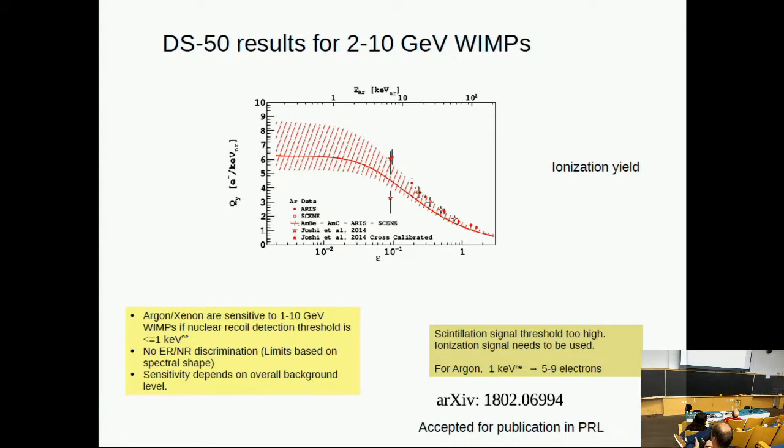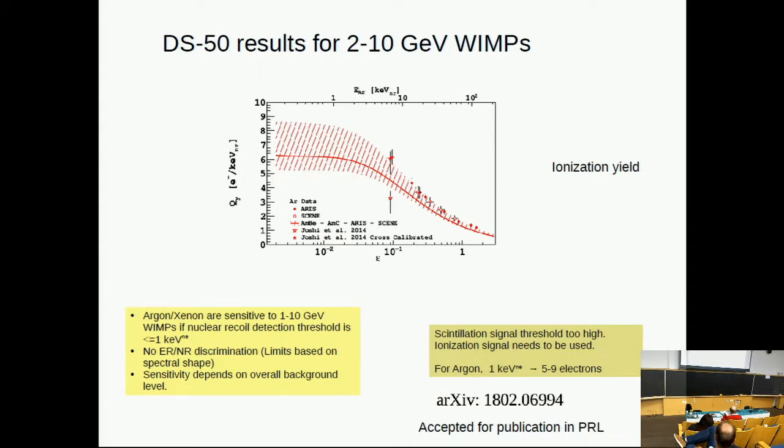For the standard, this is the non-standard. Yeah, this is S2 only. Basically, the idea here is between 1 and 10 GeV. If you are sensitive to 1 keV neutron equivalent, then you should be able to see WIMPs. There's no electron recoil, nuclear recoil discrimination in this case, and the sensitivity depends on the overall background level. So 1 keV neutron equivalent is too small for the scintillation signal, the threshold is too high, so you have to use the ionization signal only, no? To get an idea, for argon, a 1 keV neutron equivalent corresponds to 5 to 9 electrons.